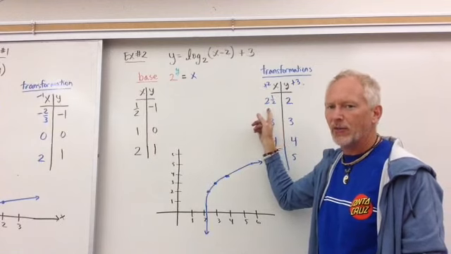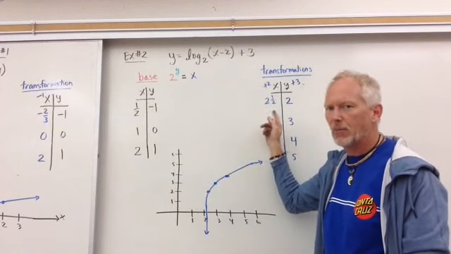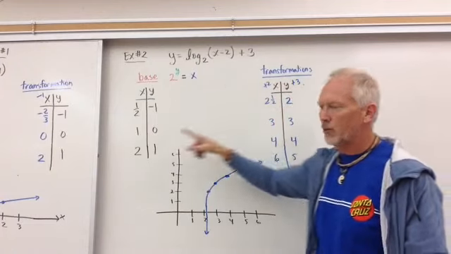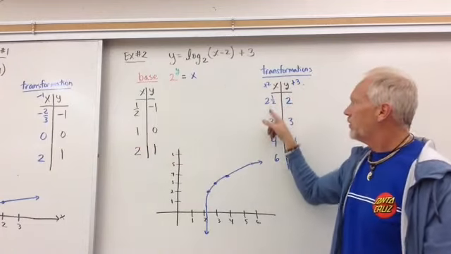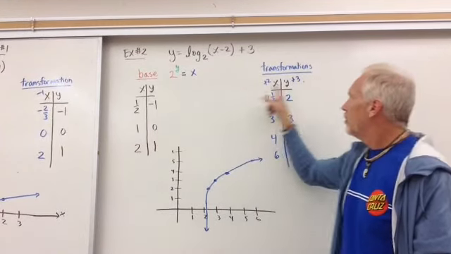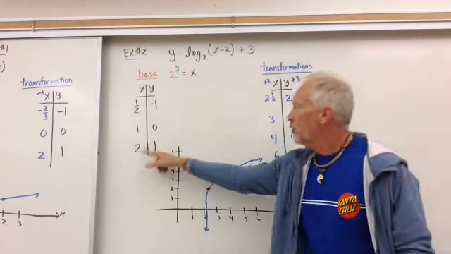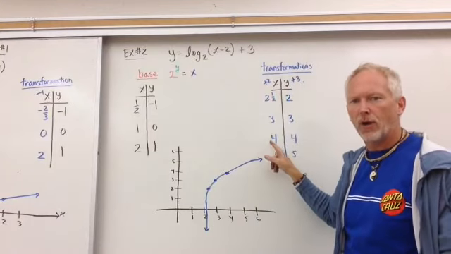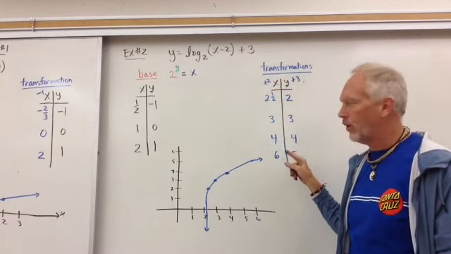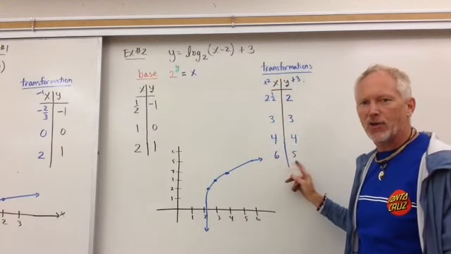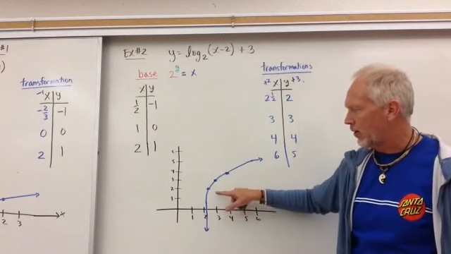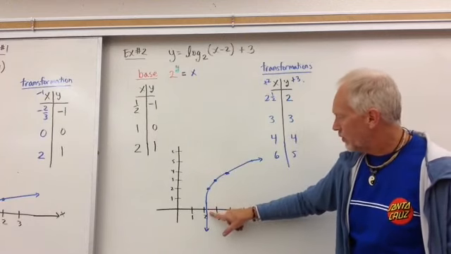And you can write it as a fraction. It makes no difference. This is a mixed number, but that's okay. Negative 1 plus 3 is 2. 1 plus 2 is 3. And 0 is the x, plus 3 is 3. 2 plus 2 is 4, and 1 plus 3 is 4. And then I added an extra point of 6 and 5 because I wanted to see what would happen here. So, here's my point.